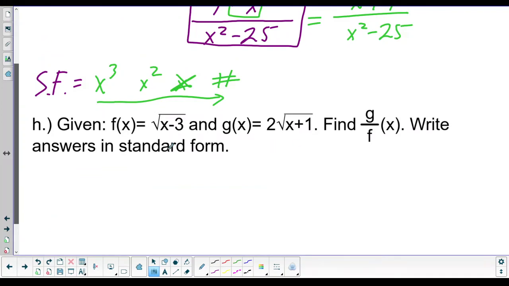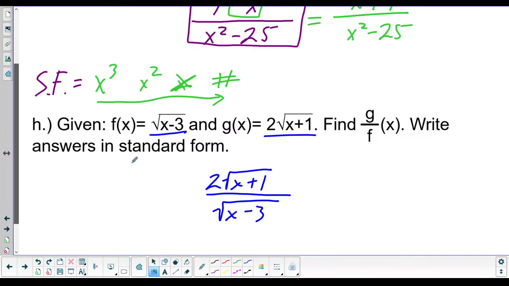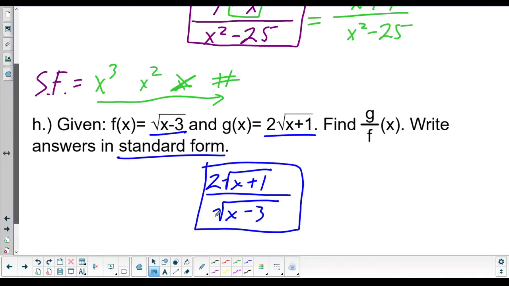All right, let's do just one more to make sure you understand what we're doing there. So this time g's on top. So we're going to put our fraction bar. We're going to copy g, so that's 2 radical x plus 1. And then the bottom, we'll copy f. So this is radical x minus 3. Just check for standard form. X's, then numbers. X's, then numbers. So we don't have to rearrange anything, and that's your answer. You just copy them. It's very easy.